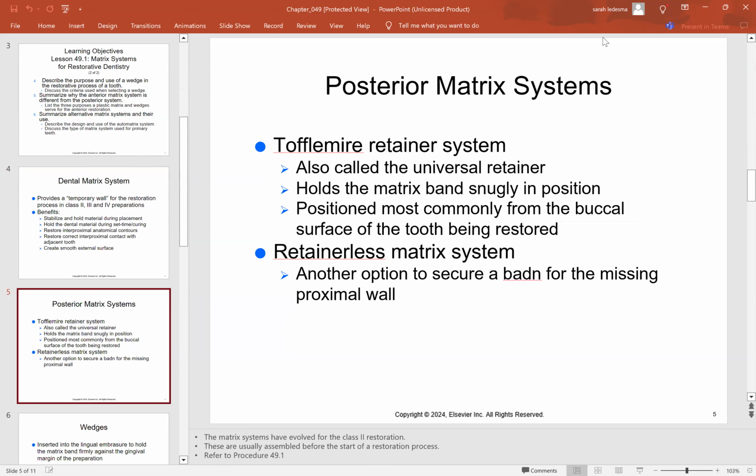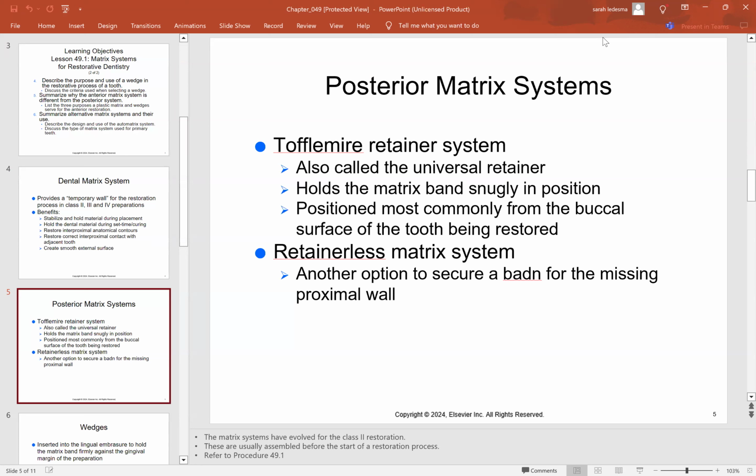Our posterior matrix system is going to include our Tofflemire retainer system. This is also called a universal retainer. This will hold a matrix band snugly in position, and it's positioned most commonly from the buccal surface of the tooth being restored.